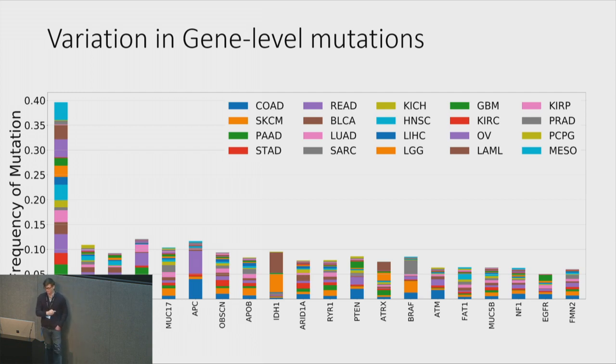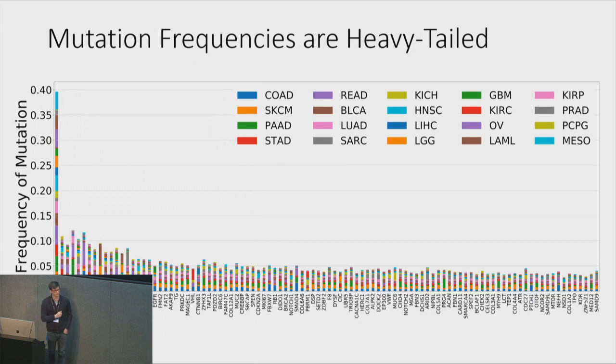And then it gets even worse. That's the top 20 genes, and if you go to 100, then you start seeing this really strong, heavy-tailed effect.